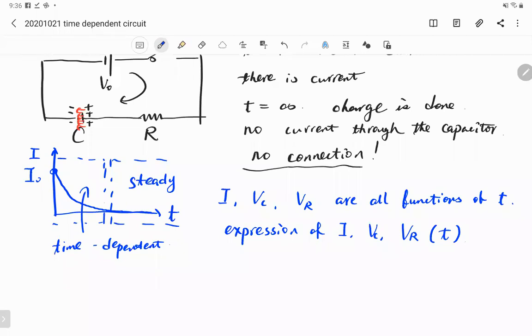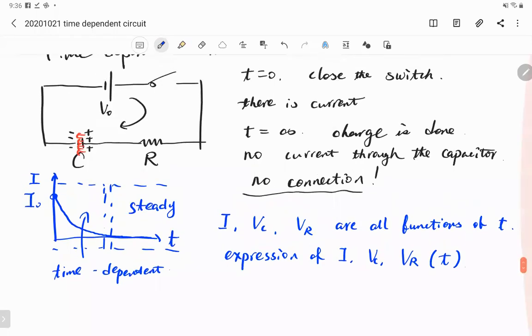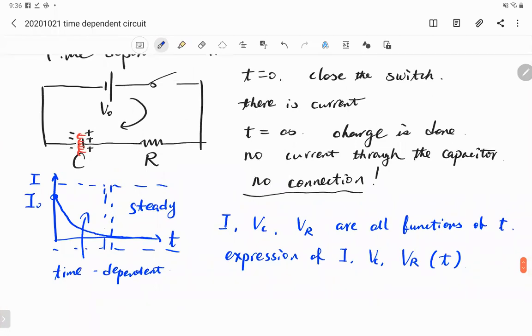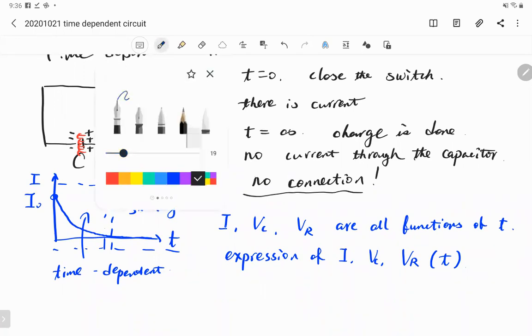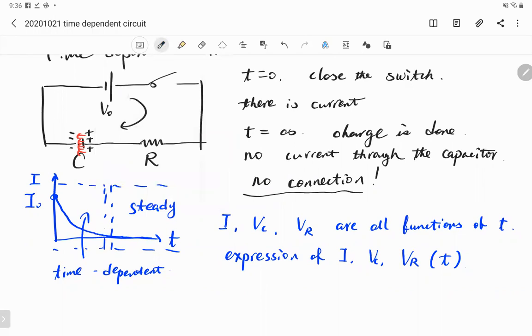So how can we get the expression? From the curve, we might know the curve is exponential decay, but why? I show you why. From the circuit, we know there are three elements: battery, capacitor, and the resistor. And we have the voltage equation, that is the total voltage of the battery is split into two parts. The first part goes to the capacitor, and the other part goes to the resistor. So the voltage on the capacitor plus the voltage on the resistor should equal the voltage of the battery.